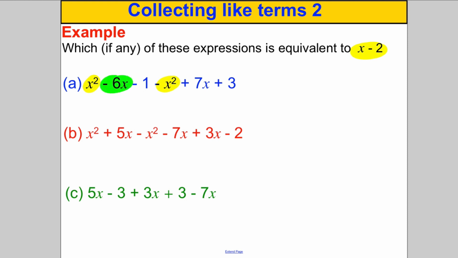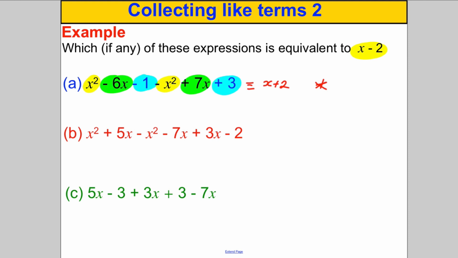Then we've got a negative 6x and we're going to add 7x. So we're going to get a positive 1x there. And lastly, we're going to have a negative 1 add 3, which is going to be positive 2. Now, because we've got x subtract 2 here, we don't have a negative 2. This one's going to be close. It actually simplifies, quite close, but it simplifies to x plus 2. So that isn't one of them.